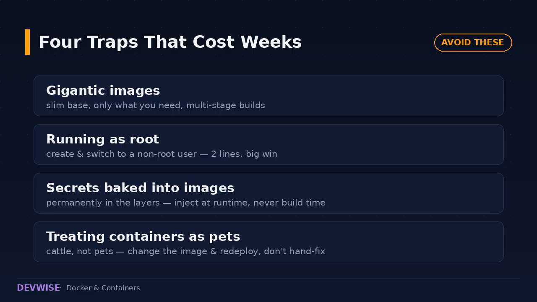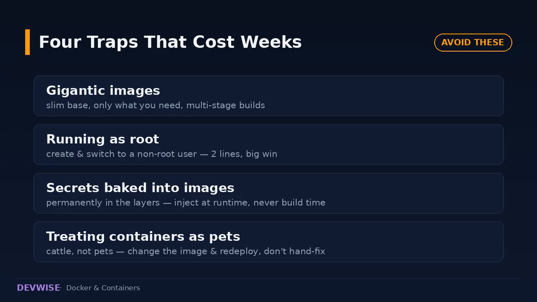Start from a slim or minimal base image. That slim tag we used is doing real work. Install only what you need, and for compiled languages, use multi-stage builds, where you build in one big image but copy only the finished result into a tiny final one. A lean image isn't a nicety. It's faster and more secure, because there's simply less inside it to go wrong or be attacked.